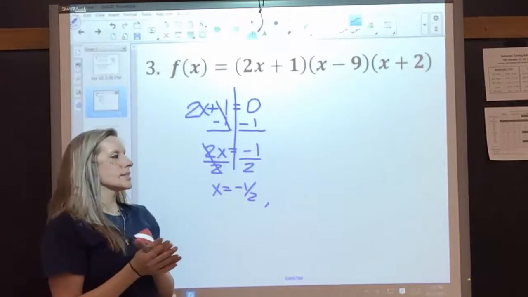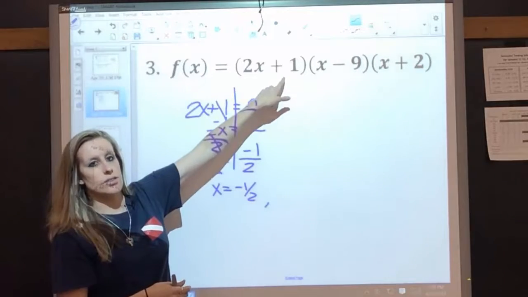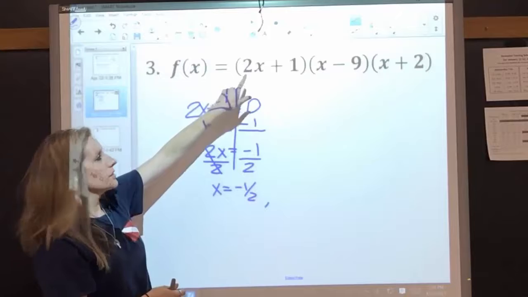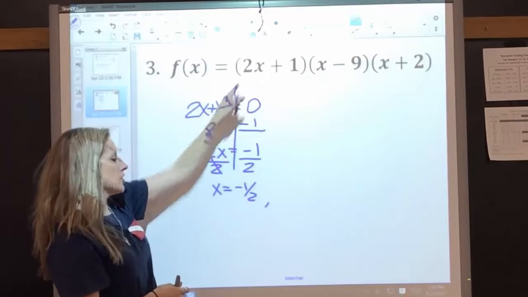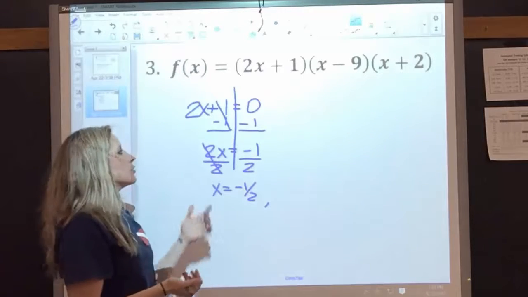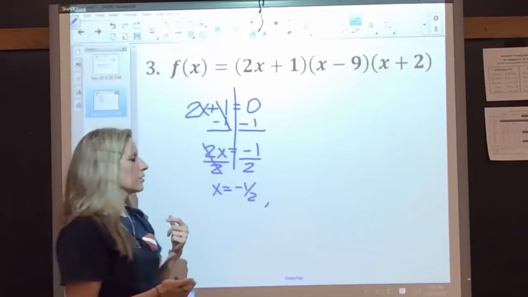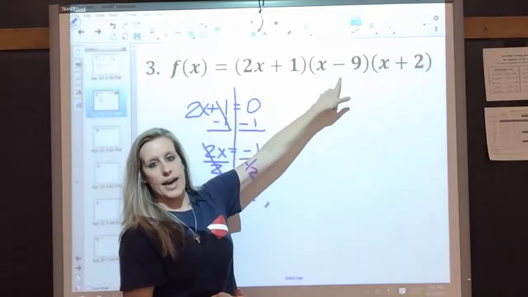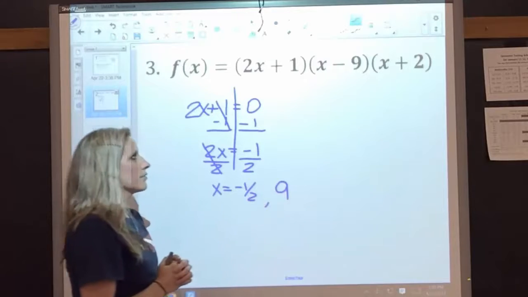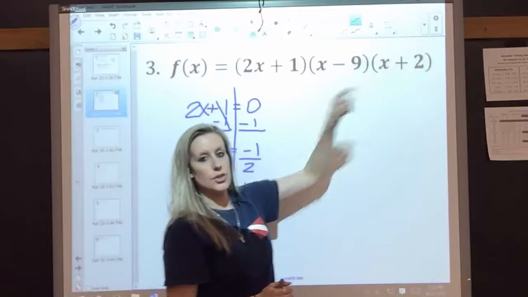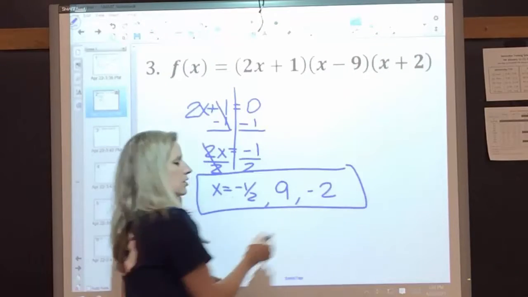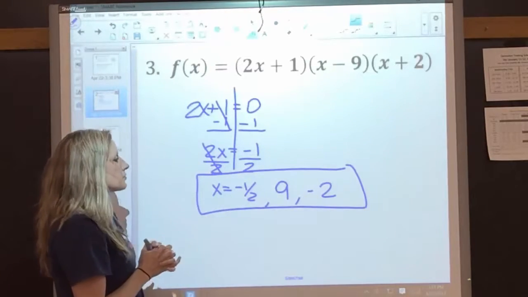Now the trick is that you can still take the opposite, so negative 1, but you're going to divide by whatever's in front of x. So negative 1 over 2, and that's what I got here. So like I said, if you forget the trick, you can always set it equal to 0 and solve. All right, for my second factor, x minus 9, my 0 would be positive 9. Okay, x plus 2, my 0 would be negative 2. So those are my solutions on number 3.